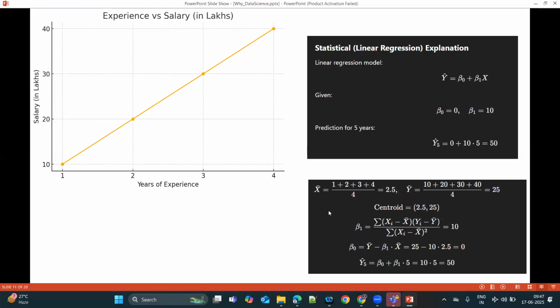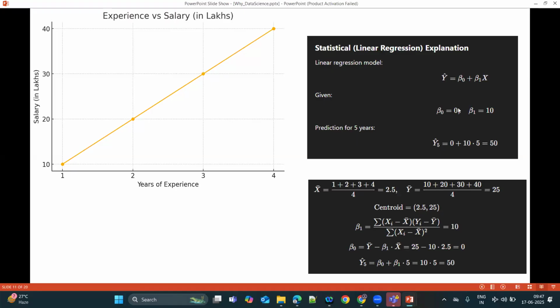By using statistics only, I will be calculating this. If you come up with the centroid, you may get the centroid as 2.5 comma 25. And if you do some mathematical approaches, you may get that for 5 years, the expected salary is 50 LPA. Similarly, the linear regression model.